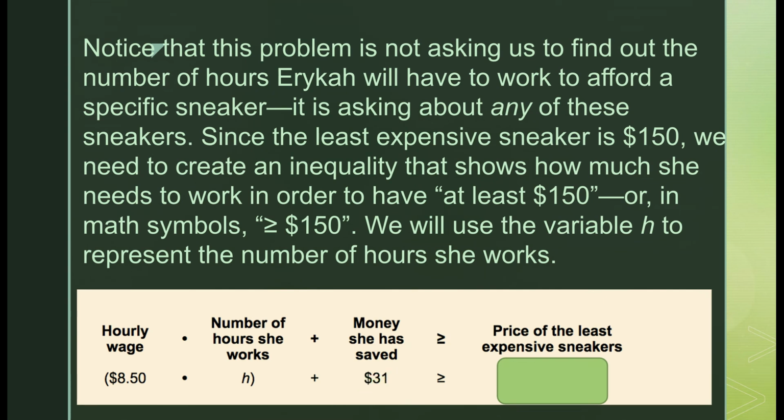Now this left-hand side of the inequality needs to be at least $150, or it can be greater than that. So it can be greater than or equal to $150. Because if it's greater than $150, she can get any of the other sneakers that she would want. So that's why we have to figure out what she would have to work to at least be able to afford the $150 ones.